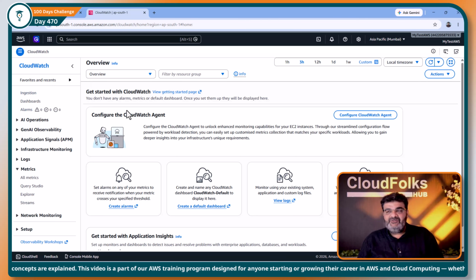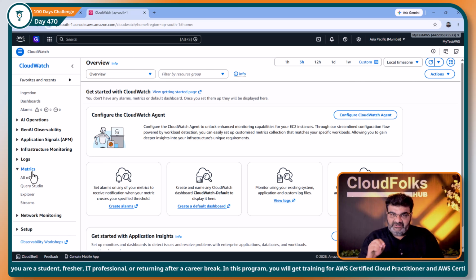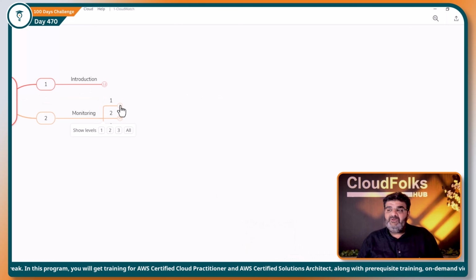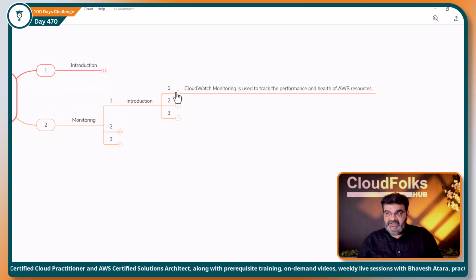Now this is the CloudWatch console. Here we have metrics. We are using metrics for monitoring. Then we have logs, which is used to collect the logs. And there are alarm options as well. But right now we are going to concentrate specifically on monitoring, meaning we have to understand metrics. So I'm going to start with the introduction of monitoring.